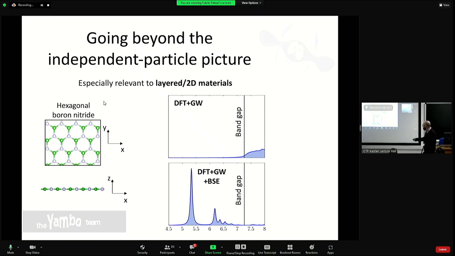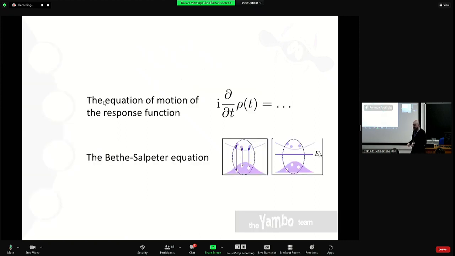So this happens in such striking fashion in the system because, of course, as was explained by Alberto yesterday, the screening of the interaction between electron and hole is pretty weak in these systems, and therefore the binding energies are quite high.